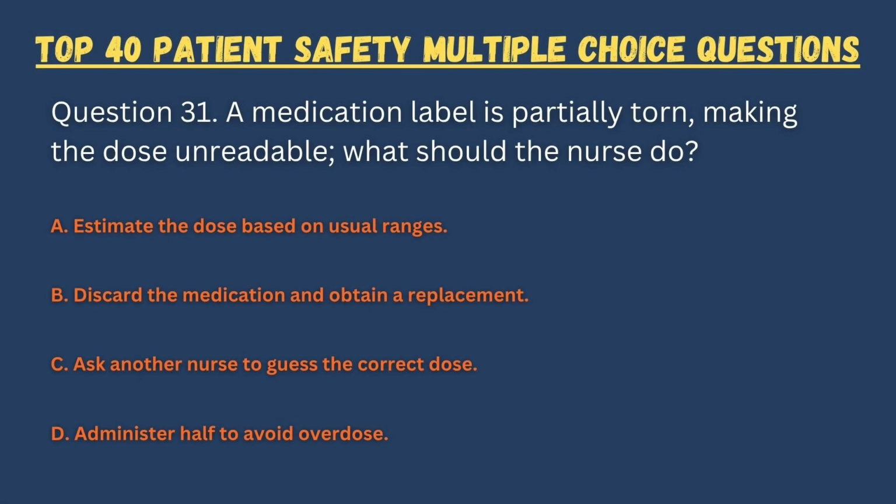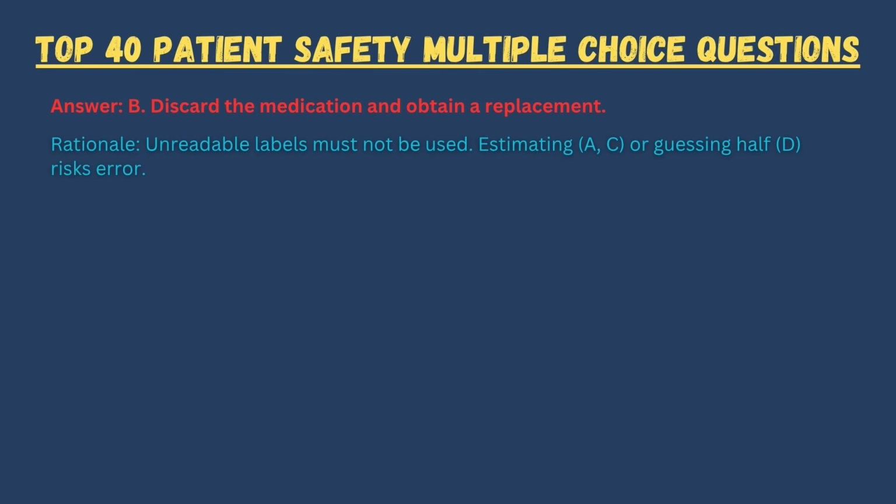Question 31. A medication label is partially torn, making the dose unreadable. What should the nurse do? A. Estimate the dose based on usual ranges. B. Discard the medication and obtain a replacement. C. Ask another nurse to guess the correct dose. D. Administer half to avoid overdose. Answer. B. Discard the medication and obtain a replacement.